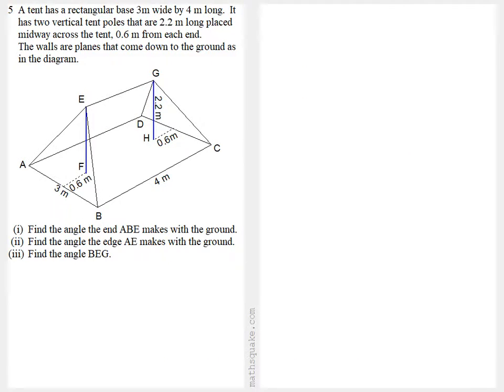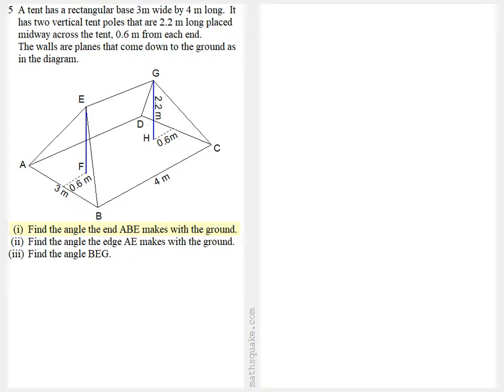Okay, let's have a look at question number 5. A tent has a rectangular base 3 metres wide by 4 metres long. It has two vertical tent poles that are 2.2 metres long, placed midway across the tent, 0.6 metres from each end. The walls are planes that come down to the ground, as in the diagram.